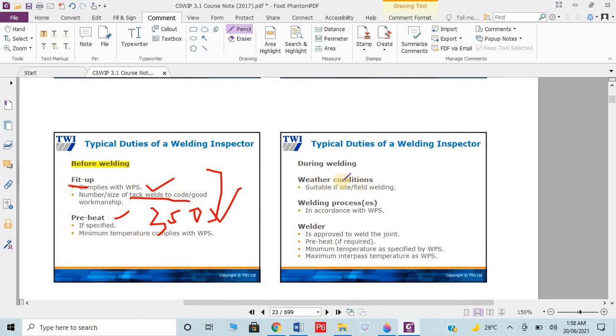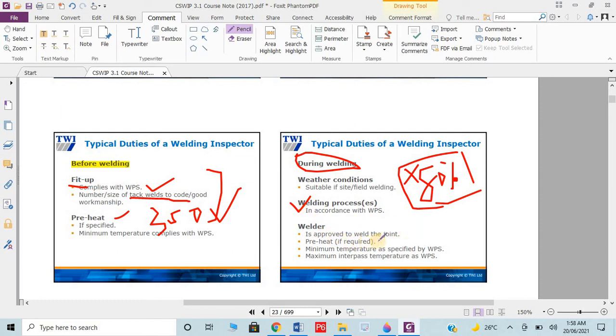So what he has to know or check during welding: weather conditions, there is no rain, there is no humidity. We normally have a humidity factor of more or less 80%. If there is more humidity, then he should cover the welding. If there is rain, they should stop. If there is moisture, etc. Welding process according to, as I mentioned before, either it's MMA, FCAW, SMAW, GTAW, GMAW, etc.